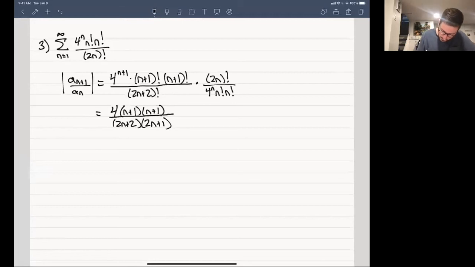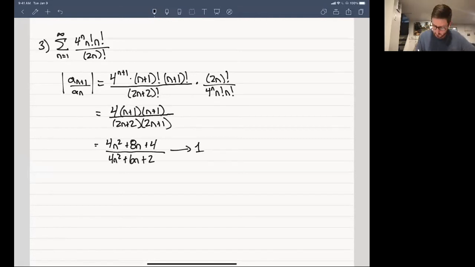In this case, you get your 4n squared plus 8n plus 4 in the denominator. And again, you have 4n squared plus 6n plus 2. And here now you can see that this converges to 1, which tells us that rho is equal to 1, which implies that the ratio test is inconclusive.